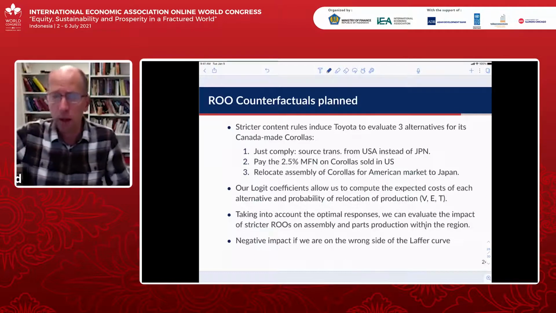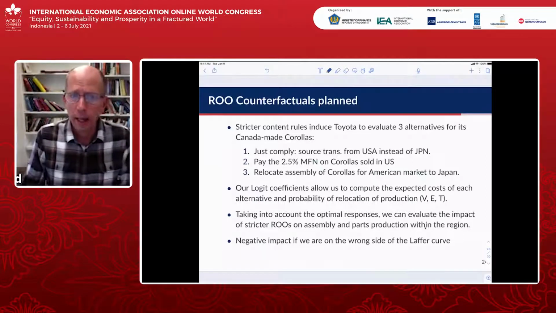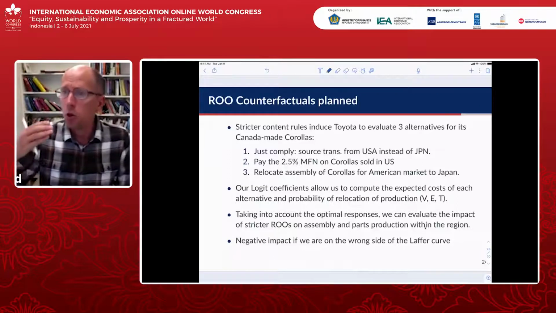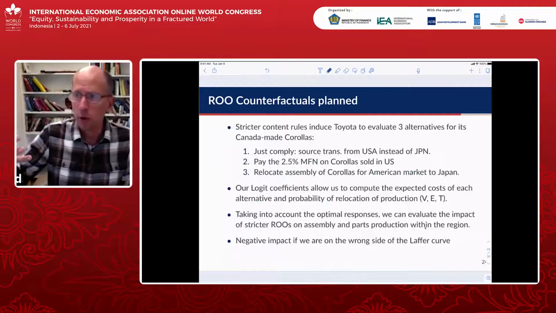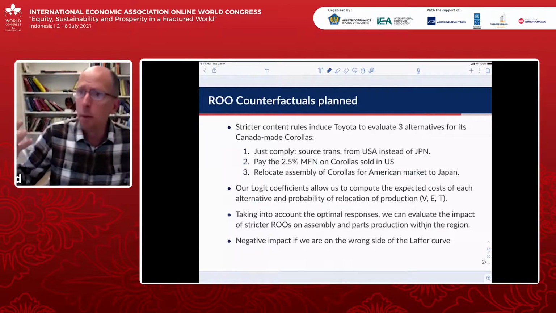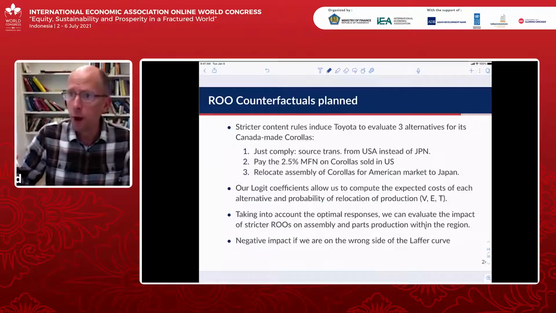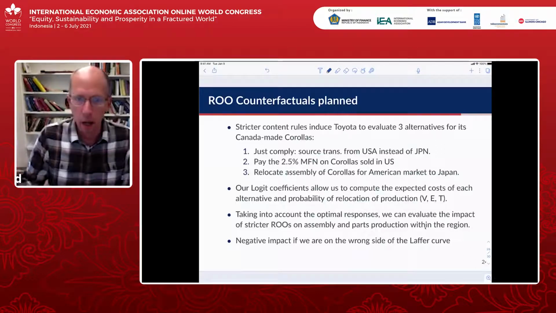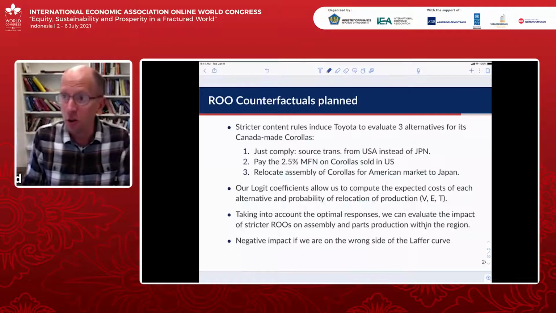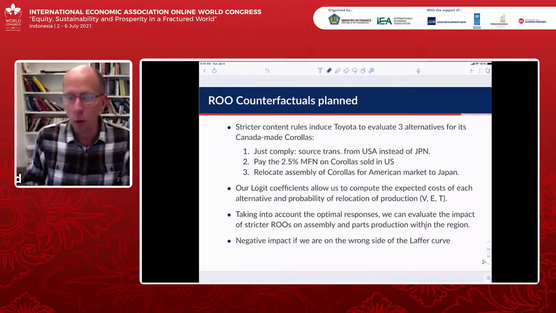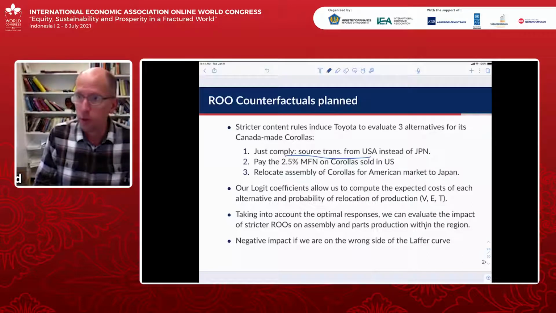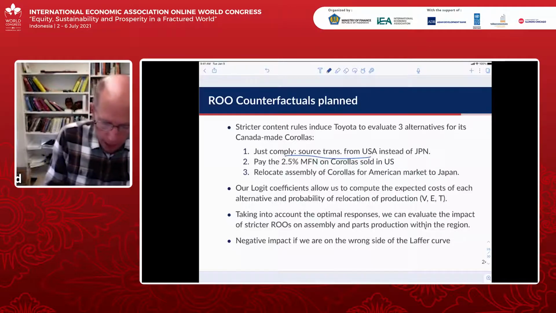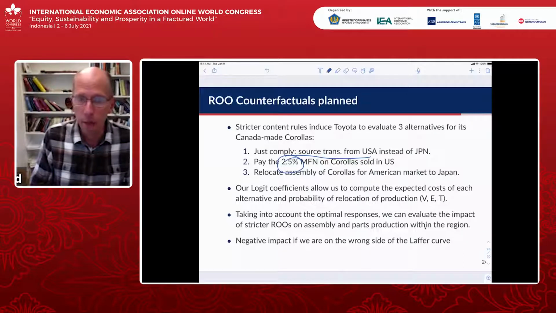So just to go back and fix ideas, think about a Canadian-made Corolla. Now, with the new NAFTA rules of origin brought in by Trump's revision to NAFTA called the USMCA, it's going to be pretty much impossible to qualify for those unless you make the transmission and the engine in North America. So those Japanese-made transmissions that they're currently using will make them no longer qualify. So what to do? You can comply, start sourcing the transmissions from the US instead of Japan. You can say the heck with it and just pay the 2.5% MFN duty.